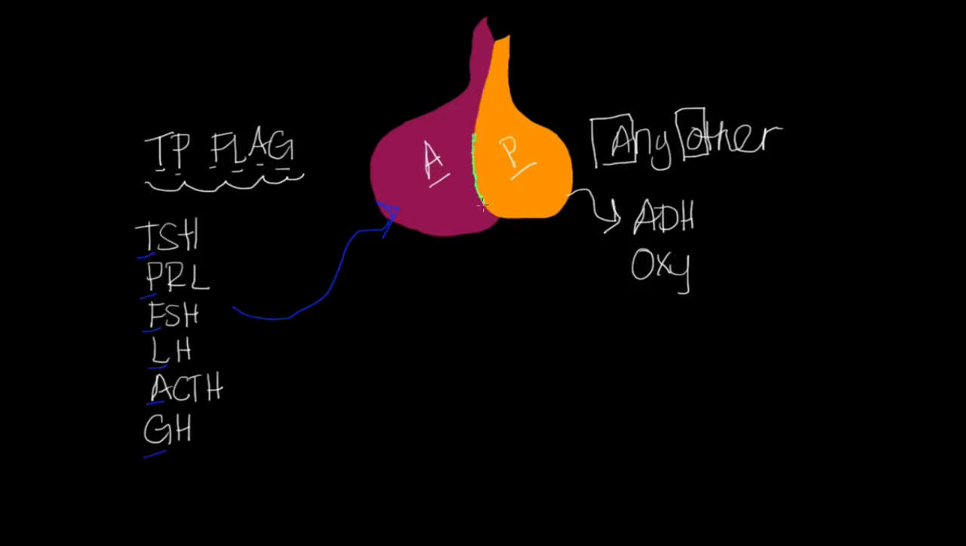Now this middle one that we talked about, this little layer, the intermediate, this has our MSH. A good way to remember that is the M, middle. And that's our melanocyte hormone, or melanocyte stimulating hormone. You might see it written as that as well.